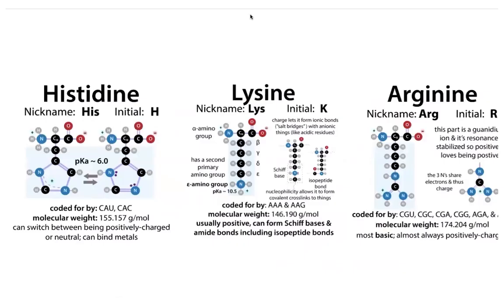And for these basic ones, the reason why they're basic is because they have some sort of amine group that is going to be able to take a proton. So it's able to act as a base, take that proton, and the nitrogen is going to be represented as blue. And so we represent these basic amino acids as blue.